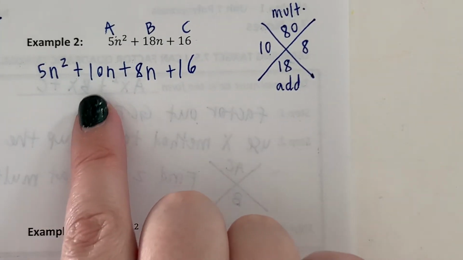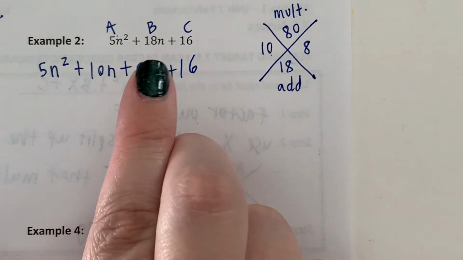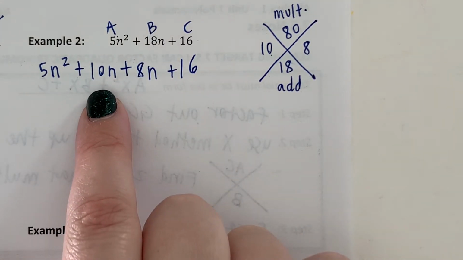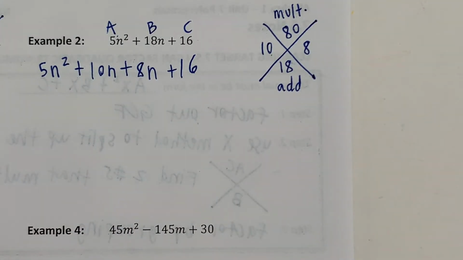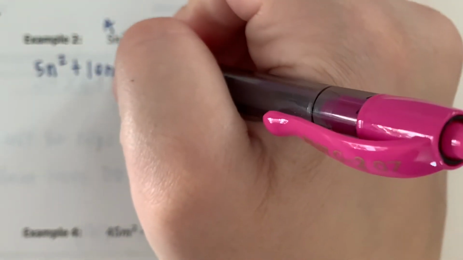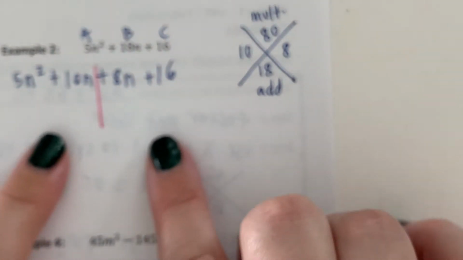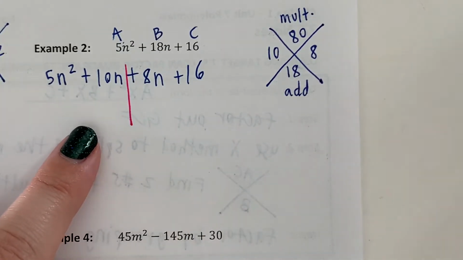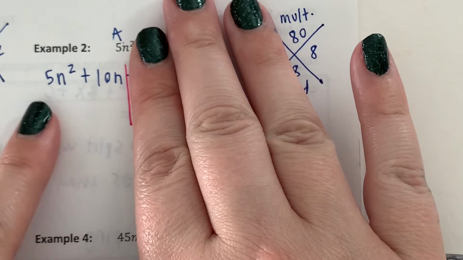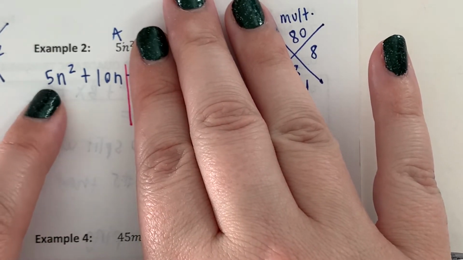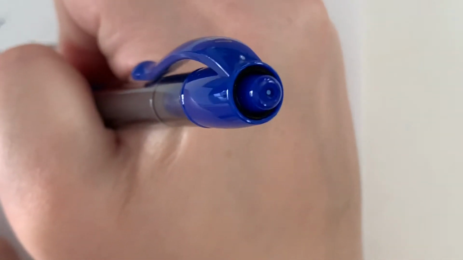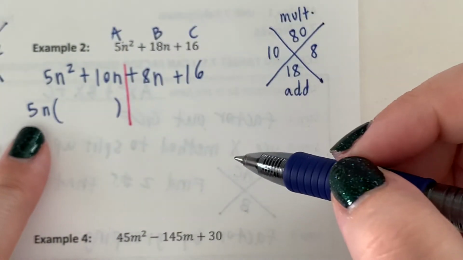When I wrote 10n plus 8n, if you switch the order here, that's totally fine. You'll get the same answer in the end. So I could have written 8n plus 10n, that's fine. So I did the X method. Now I'm going to split it up to factor by grouping now that I have 4 terms. So looking at just my first half, what's my GCF for 5n squared plus 10n? Well, I can pull a 5 out of both 5 and 10, and I can also pull an n out. So my GCF here is 5n.